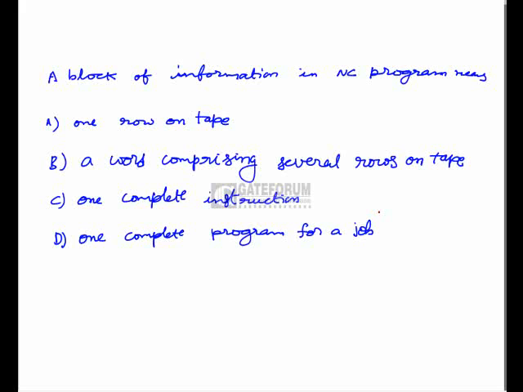A block of information in an NC program means, here the options are: one row on tape, a word comprising several rows on tape, one complete instruction, and one complete program for a job. And in the given options, the right option is C, one complete instruction.